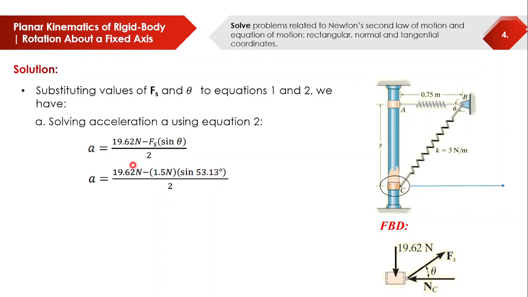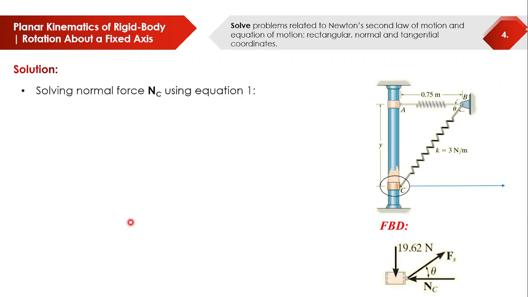We already have these values, no? That will be 19.62 Newton minus 1.5 Newton times the sine of 53.13 degrees, over 2. So your acceleration will be equal to 9.21 meters per second squared.